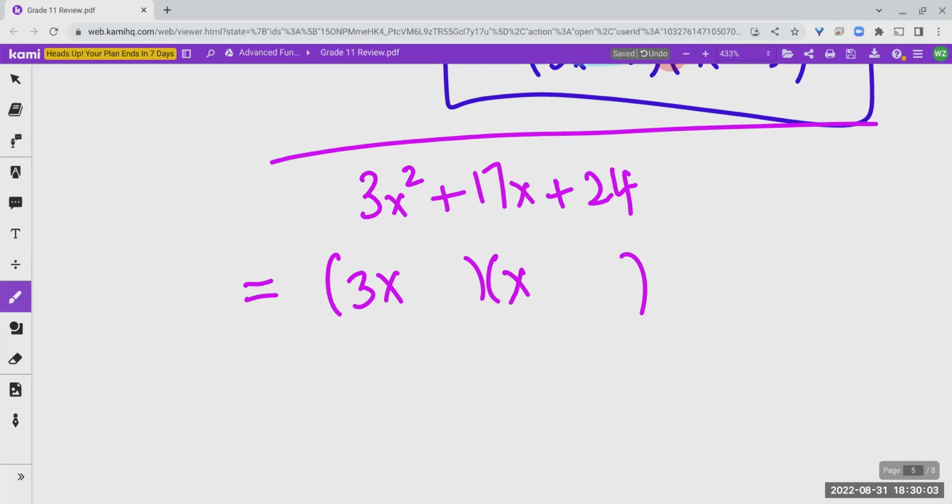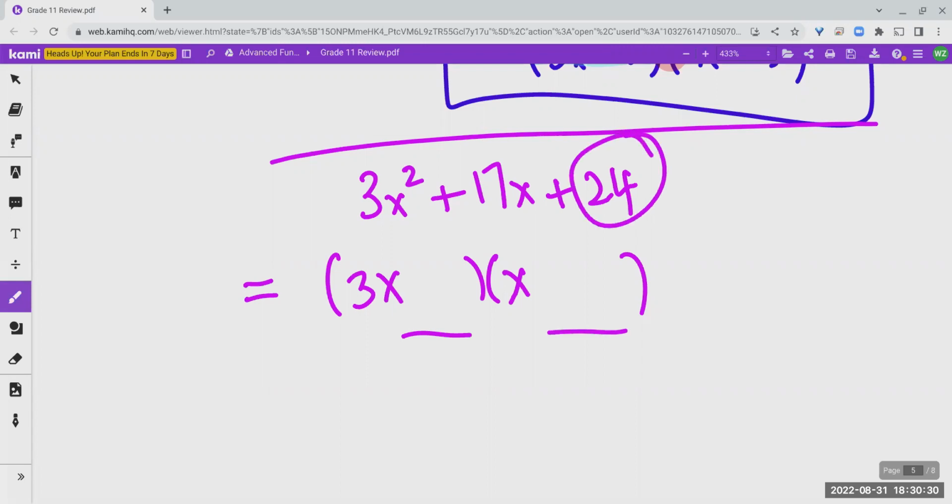Now, it does get more complicated if that number isn't prime. Like if it's a 6, you have to debate, well, do I use 6x and 1x or 3x and 2x? So there is some guessing involved, and my experience tells me that's usually not 6 and 1. It's usually when they're closer together that you get the answer. But anyway, this is a prime number, so 3x and x, no problem. So that just leaves this thing.